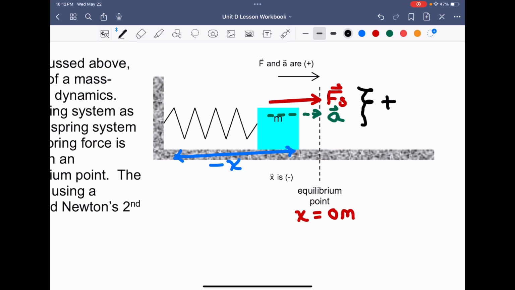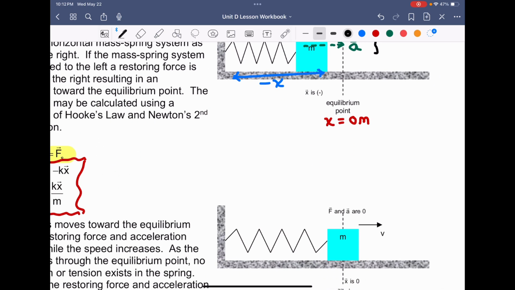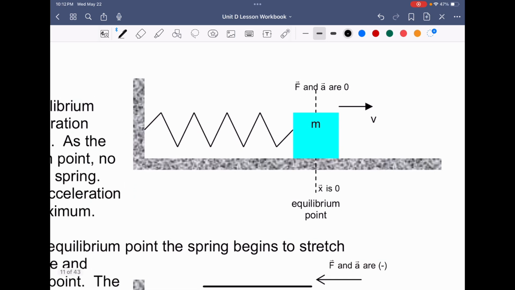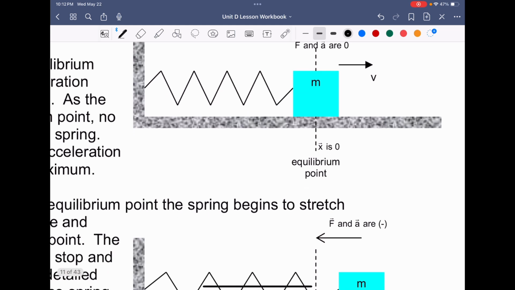Now, this is one situation. We're to the left of equilibrium. These are the conditions we get out of this. What if we instead go to the equilibrium position? And let's say the mass is momentarily snapshotted at this position. Something that we really want to annotate is, again, x is equal to 0, which is noted right there. So it's 0 meters, just to be very specific.